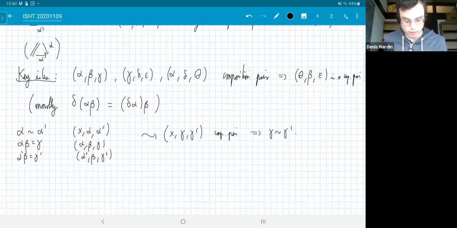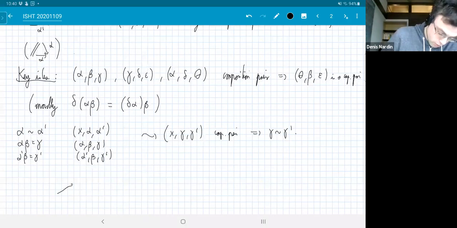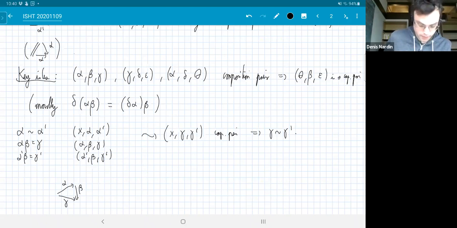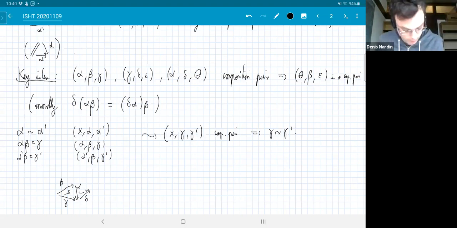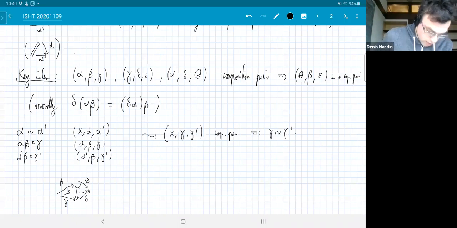And let me just prove how you do the key lemma. So you have a two simplex witnessing the first composition pair here. And then you have the second composition, delta goes to epsilon. And then you also have, oh, yeah, keep doing it in the wrong order. Okay. Yeah, much better.